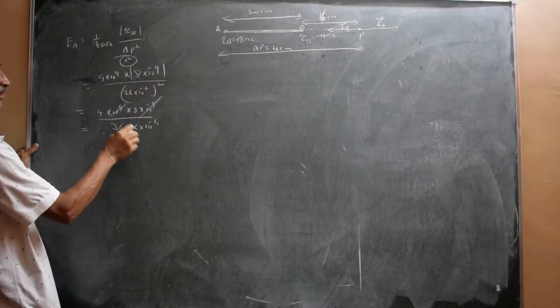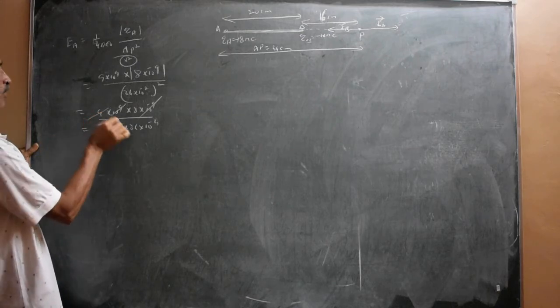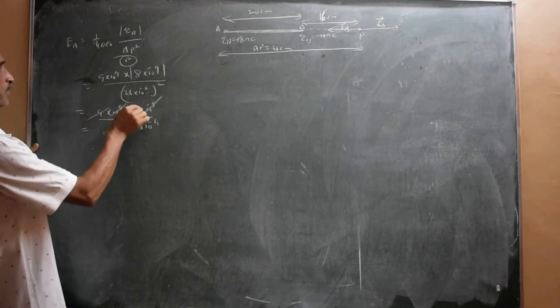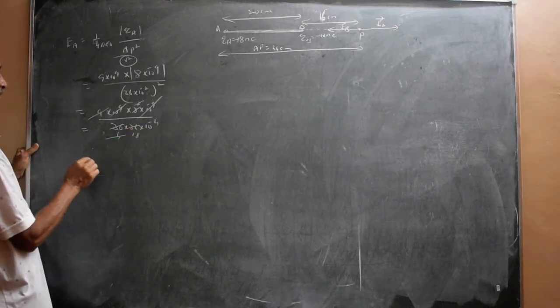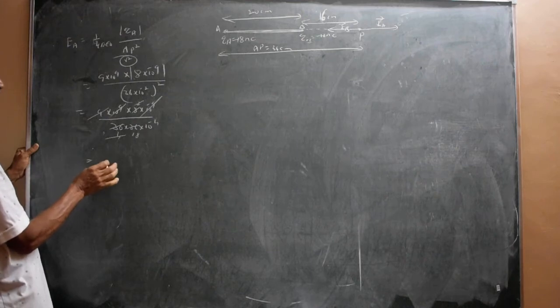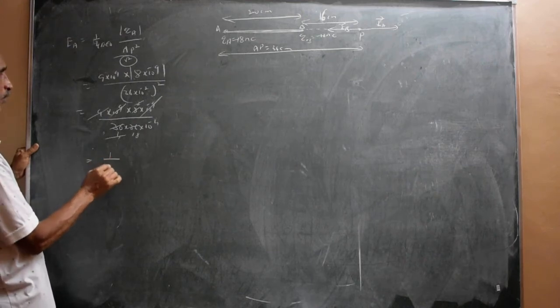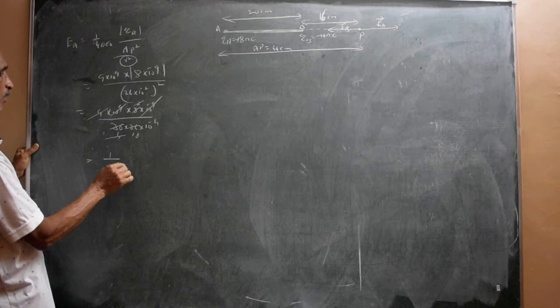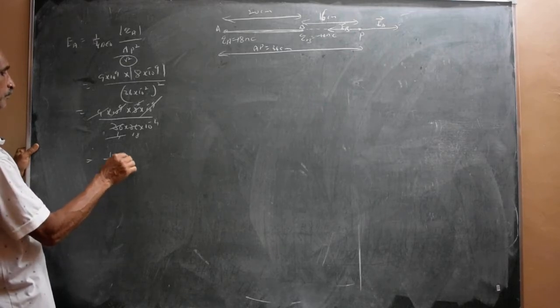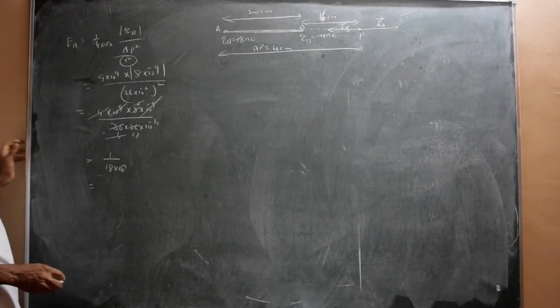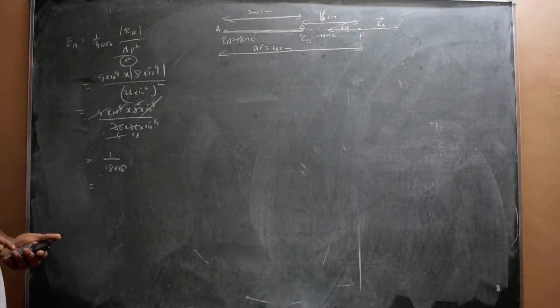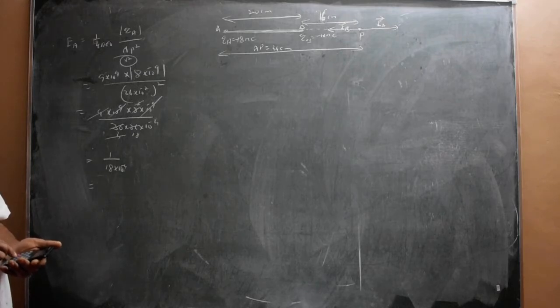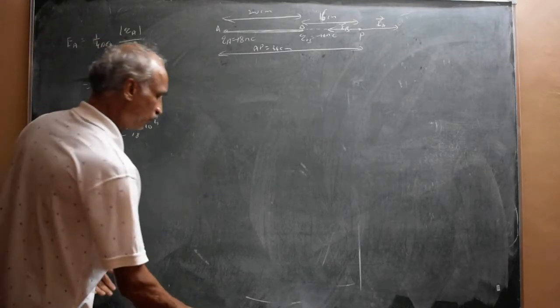36 square is 36 into 36. 4 nines are 36, 9 fours are 36. 4 ones are 4, 2 twos are 4, 2 ones are 2. Therefore, the final answer is, everything cancels in the numerator, 1 upon 18 into 10 to the power of minus 4. 18 is taken to the denominator. Working out the value of 1 by 18, 1 upon 18, that is equal to 0.0555 and so on.